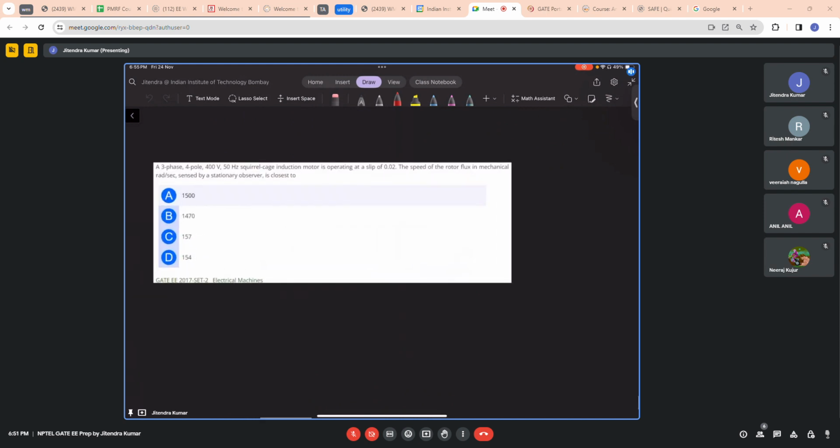Yeah, so this problem was asked in year 2017. A three-phase, four-pole, 400 volt, 50 hertz squirrel cage induction motor is operating at a slip of 0.02. The speed of rotor flux in mechanical radian per second sensed by a stationary observer is closest to which value given in the options?